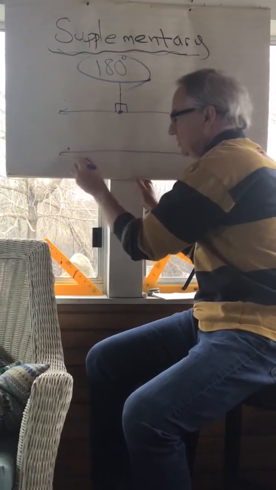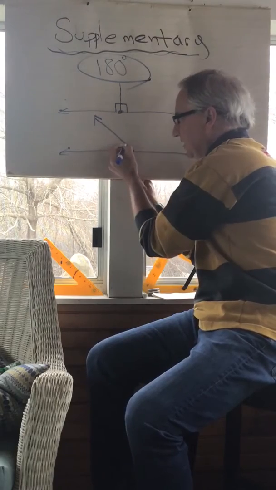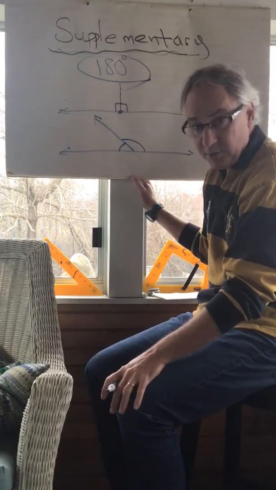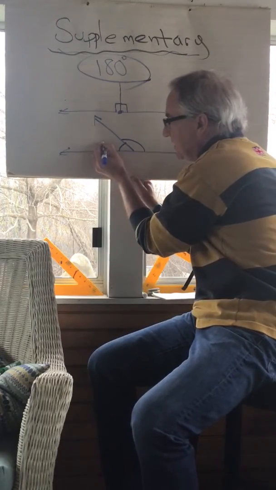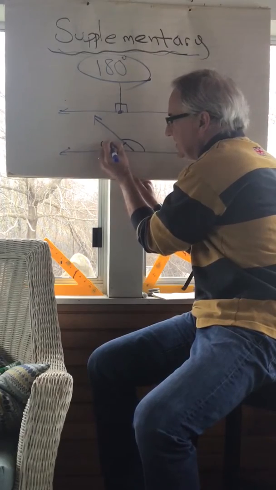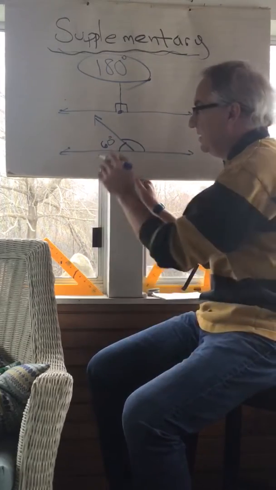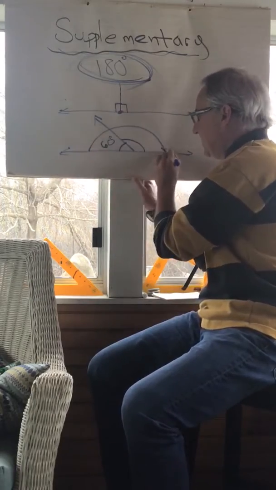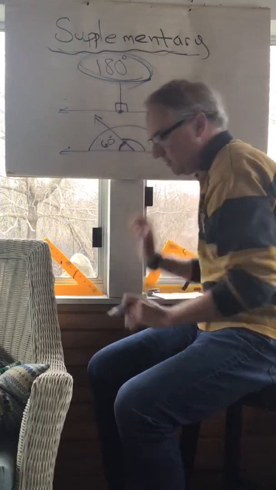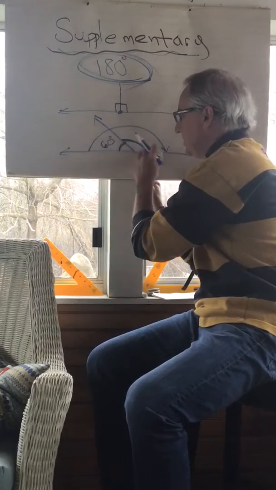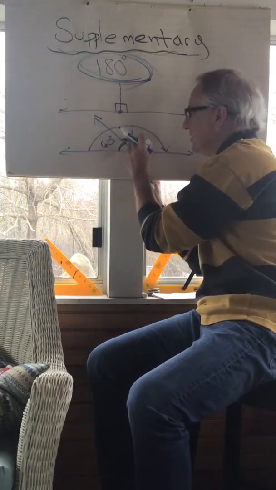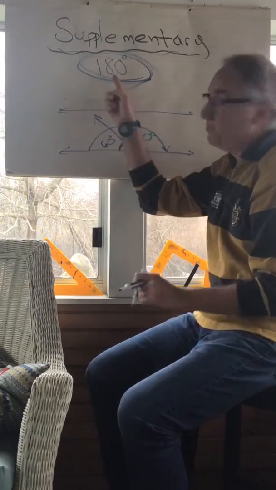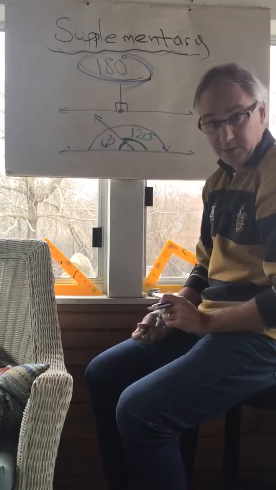For instance, I have an angle right here, and I have an angle right here. They are adjacent to each other, which means right next to each other. And if this angle right here is a 60-degree angle, and two angles that are supplementary are 180 degrees, then this angle right here plus this angle right here have to equal 180 degrees, then this angle would have to be 120 degrees. Two angles next to each other that make 180 degrees are called supplementary.